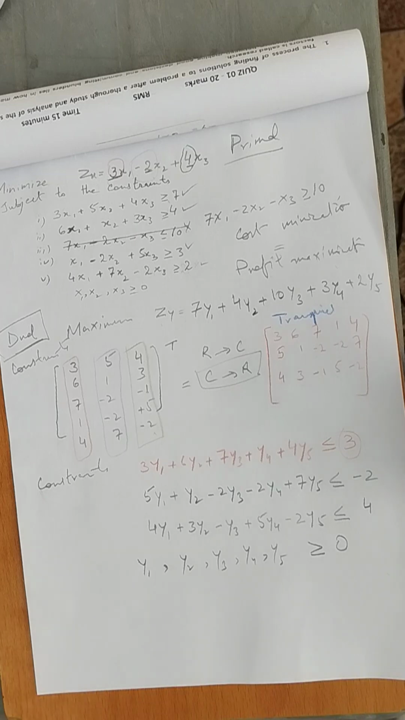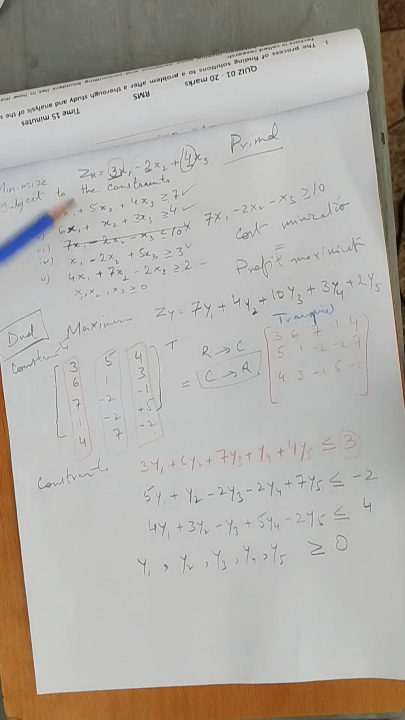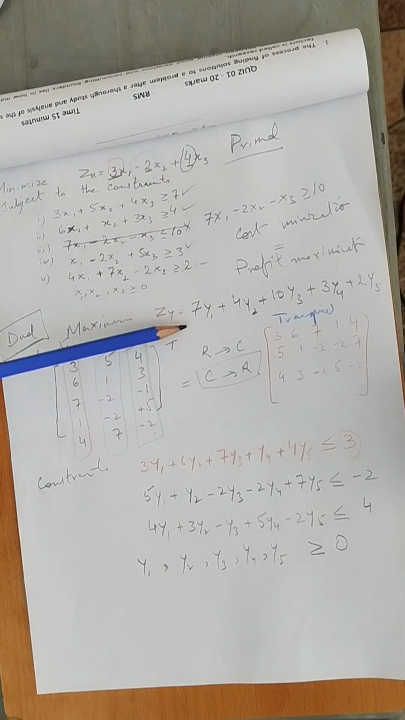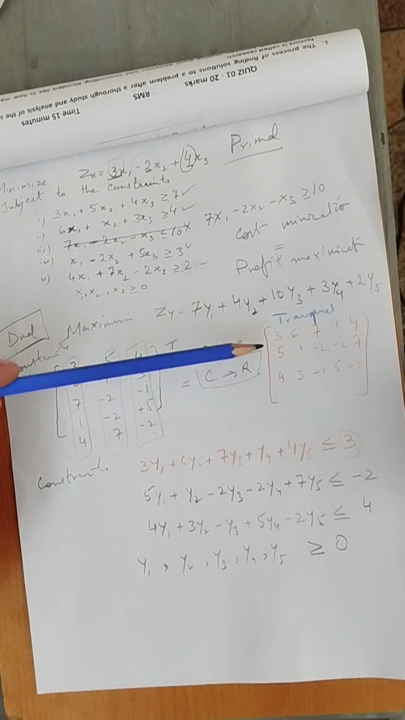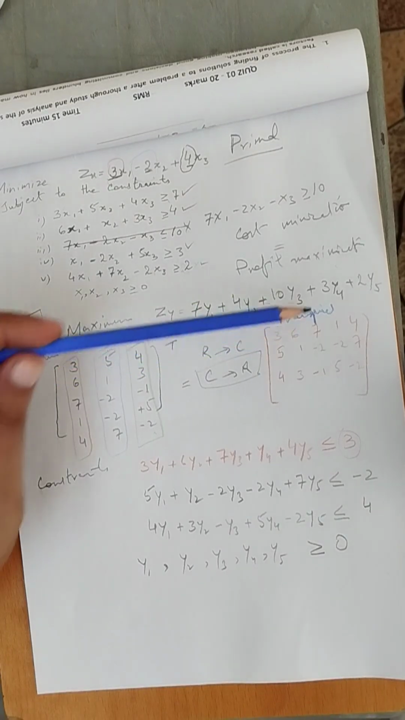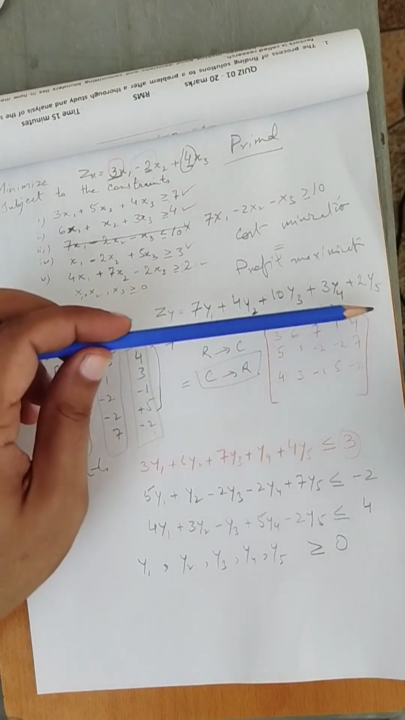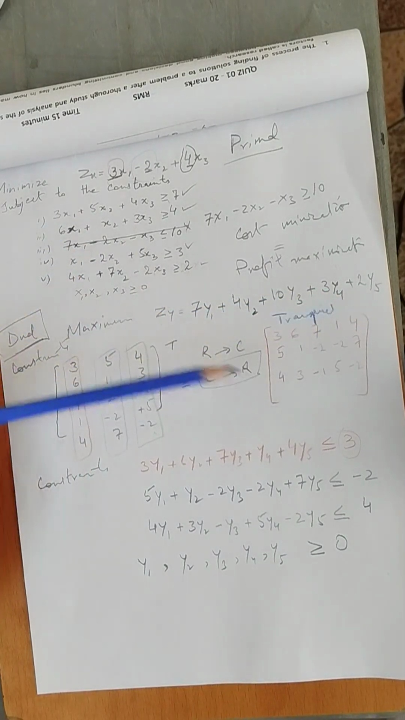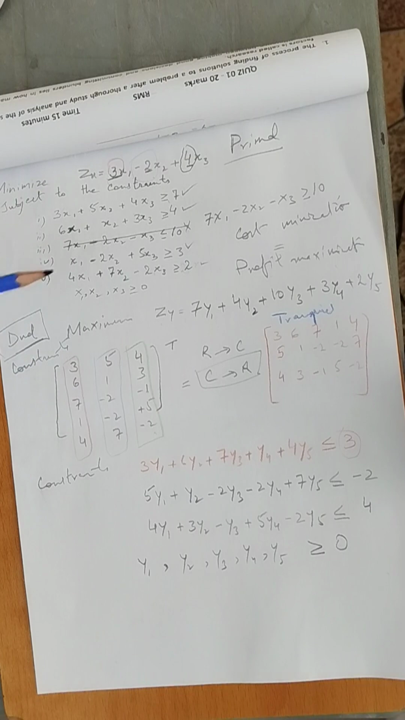I just conclude this. This was the cost minimization function, and the cost minimization function of the primal we convert into the profit maximization function when we convert it. So this function of 3x1 minus 2x2 plus 4x3 converts into 7y1 plus 4y2 plus 10y3 plus 3y4 plus 2y5. It is longer than that, but it is converted from minimization to maximization. Now let's talk about the constraints. Constraints were 5 over here.